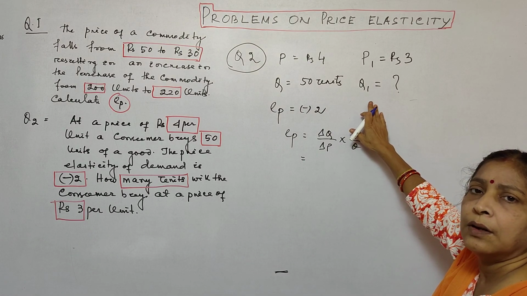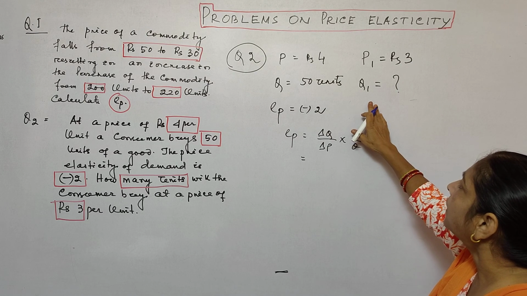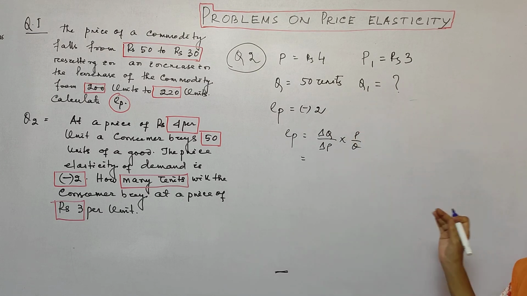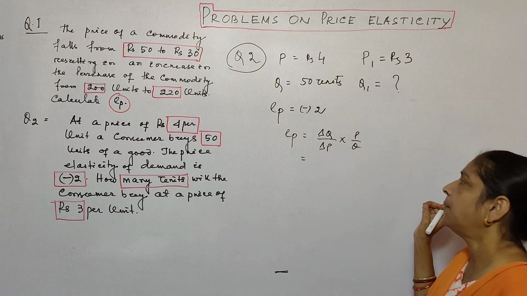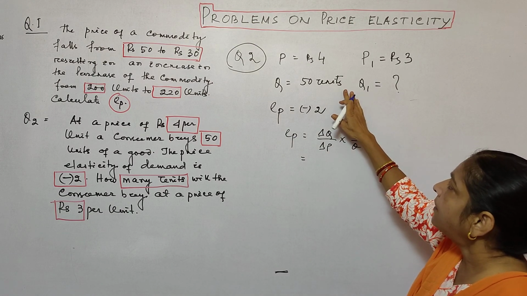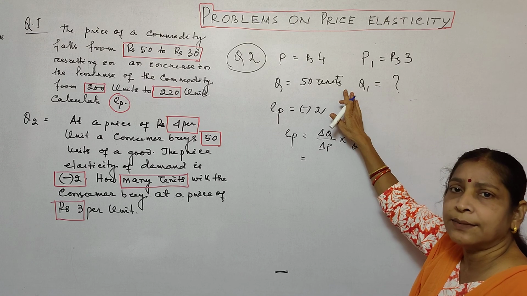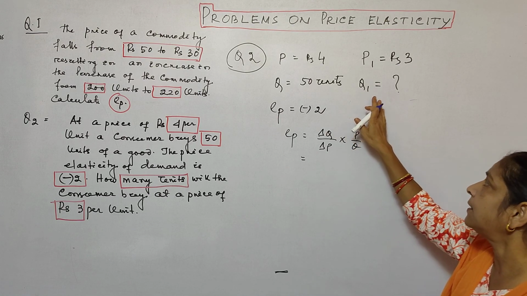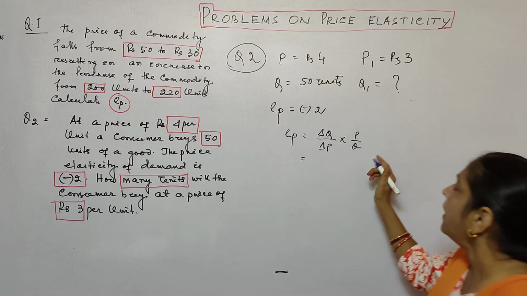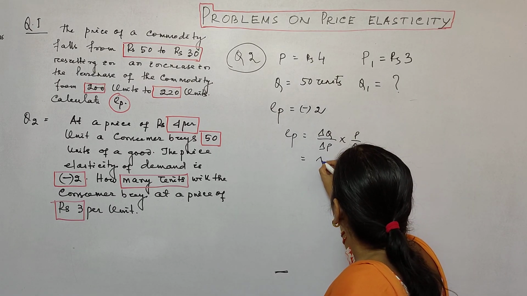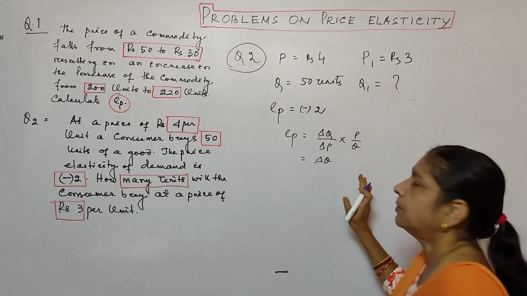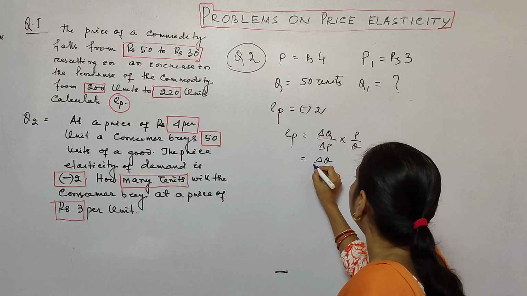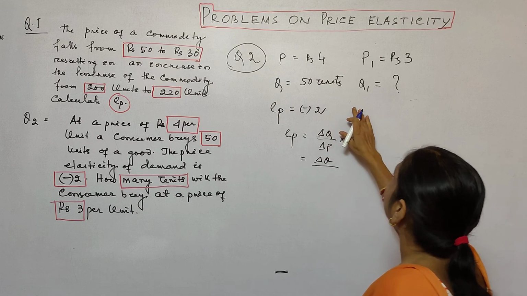Delta Q, how will we get the value of delta Q? Delta Q means the difference between the initial quantity and the final quantity. Obviously we have the initial quantity, that means 50 units, but they have not given us the final quantity, that is Q1. So we have put it as delta Q, because we have to find out this portion, delta Q by delta P.